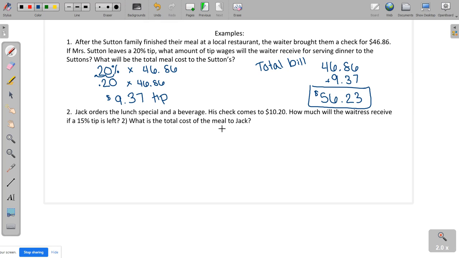Okay, let's look at the last example today. Jack orders the lunch special and a beverage. His check comes to $10.20. How much will the waitress receive if a 15% tip is left, and what's the total amount? 15% changed to a decimal is 0.15. Multiply it by the bill, and we get $1.53 as a tip. Then we take the bill, $10.20, add the tip, and we get a total bill of $11.73.